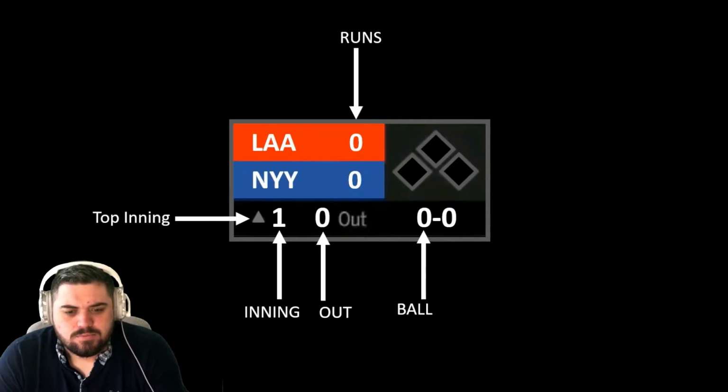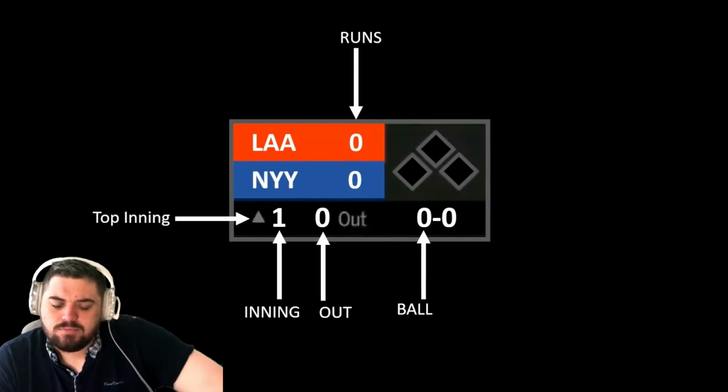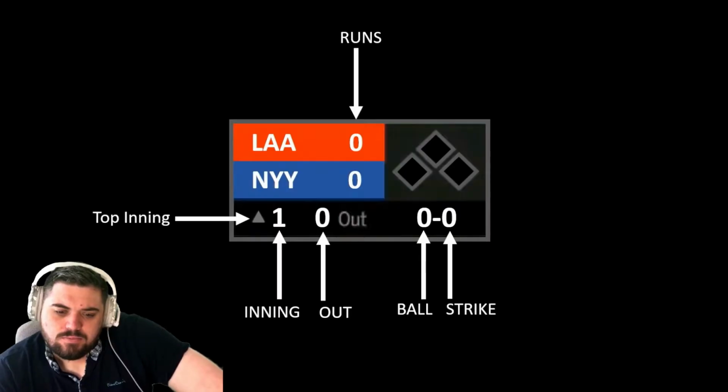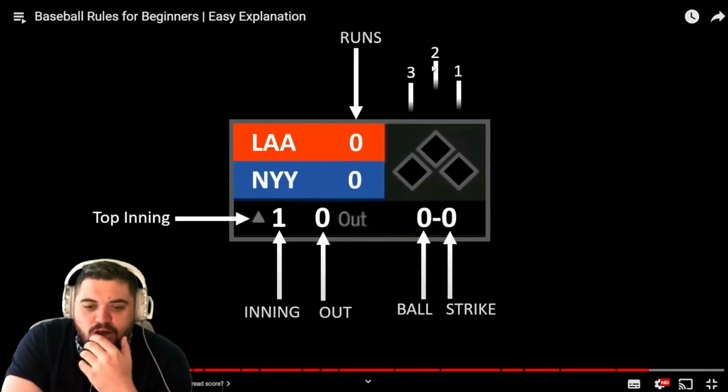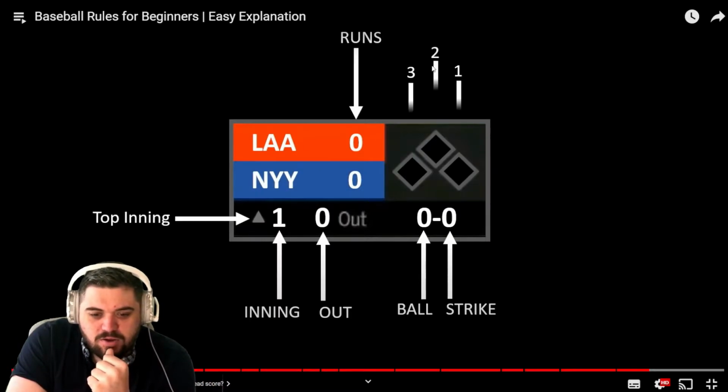The first number shows balls, so if it's 1, 2, 3, and then 4 balls, they get a walk. The second number shows strikes. If it's 3 strikes, then the player is out. Imagine this is something you'd have to heavily focus on in a game.